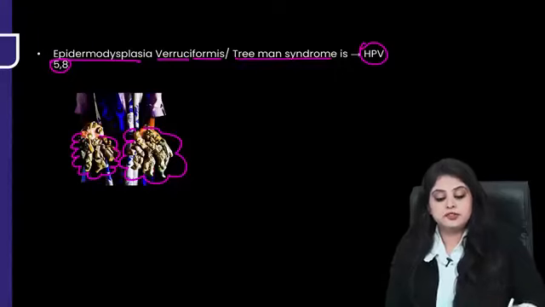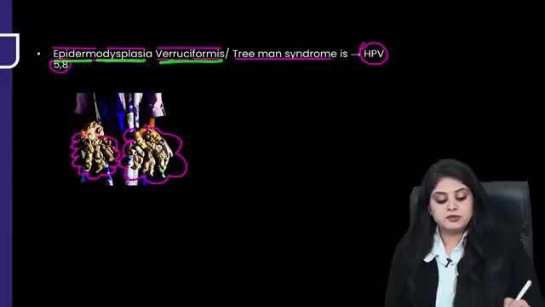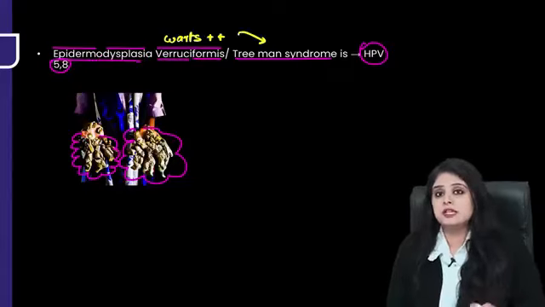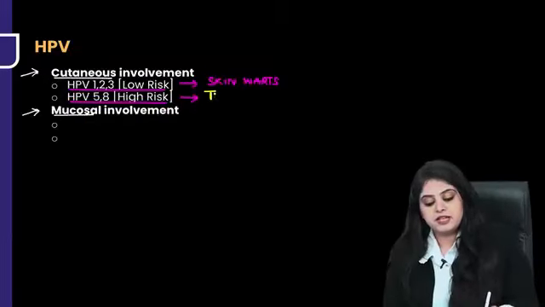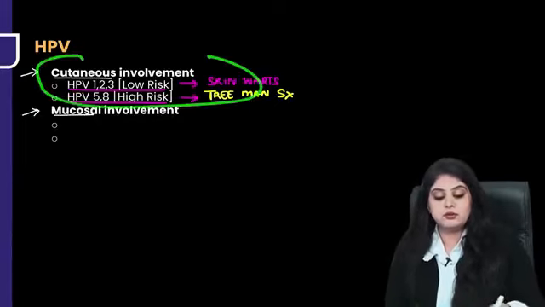Tree-man syndrome. This is epidermodysplasia verruciformis. Difficult name, but read it once. Epidermo tells me skin involvement. Epidermodysplasia, something bad is happening. Verruciformis, verruca means lots and lots of warts are present. So many warts are present that the person starts looking like a tree. So remember, HPV 5 and 8 are going to cause so many warts that it results in tree-man syndrome. These are all skin-related problems.